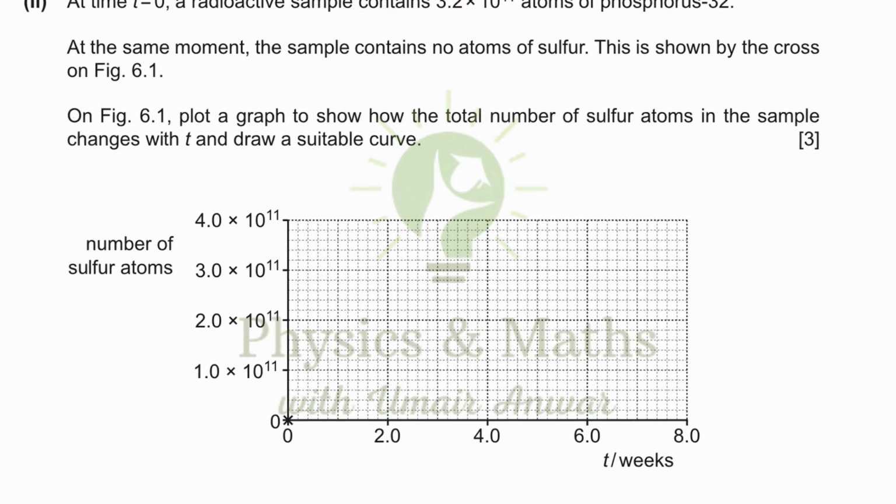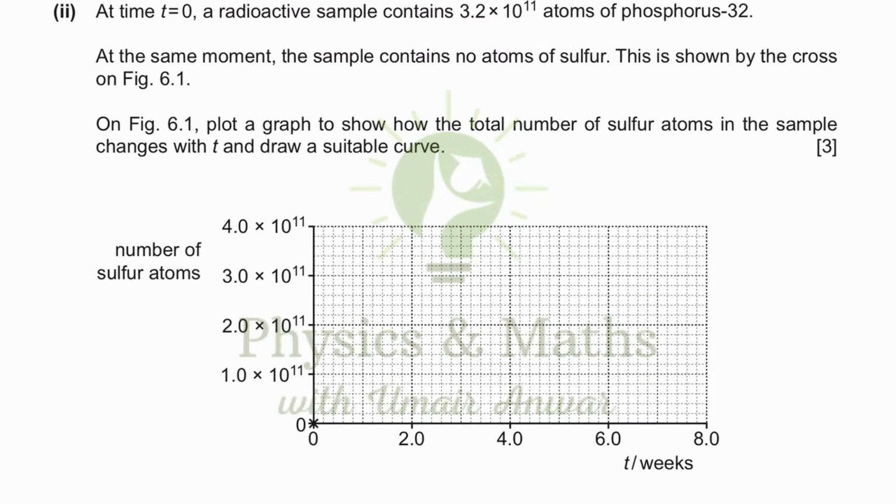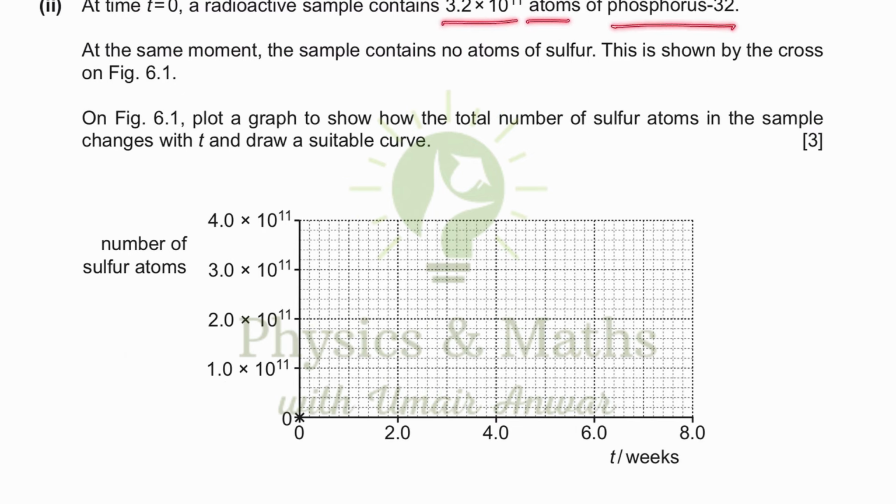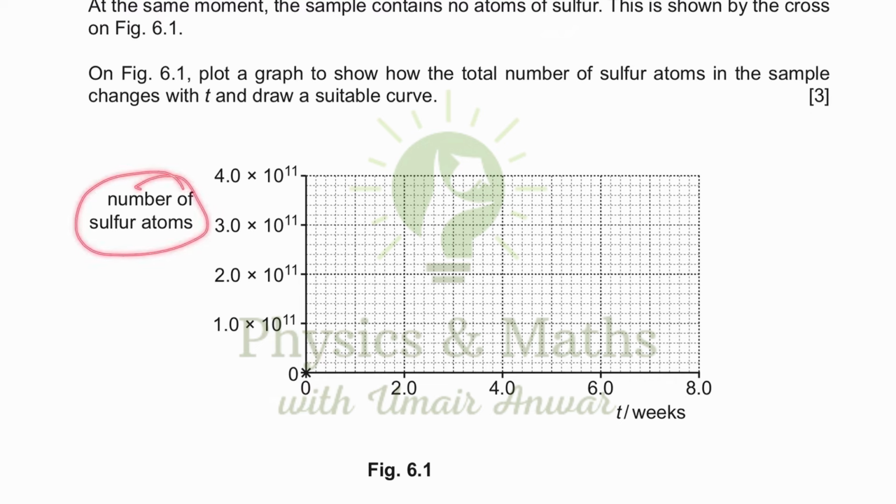At time t is equal to 0, a radioactive sample contains 3.2 10 raised to 11 atoms of phosphorus 32. So initially, this much atoms of phosphorus 32 are present. At the same moment, the sample contains no atoms of sulfur. So all the atoms of phosphorus were present and there was not a single atom of sulfur. This is shown by the cross on figure 6.1. So this is the cross which is showing that number of sulfur atoms at time t is equal to 0 are 0. There is no atom of sulfur atom present.